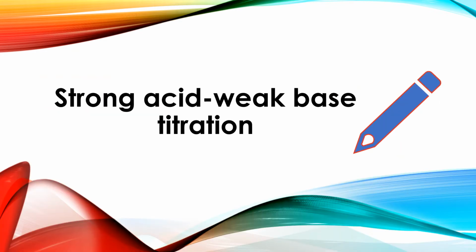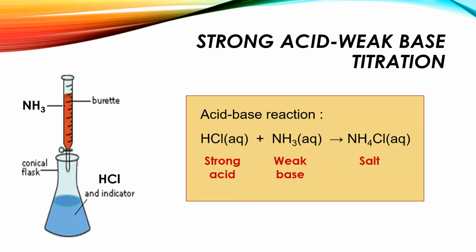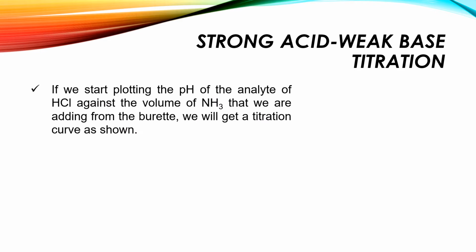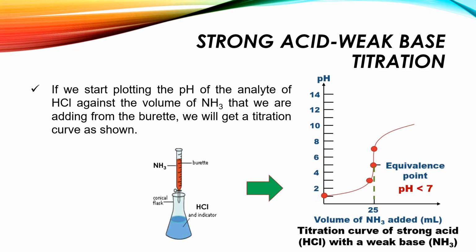Now, let's discuss the strong acid and weak base titrations. Let's have an example of a reaction between hydrochloric acid and ammonia solutions. Hydrochloric acid is a strong acid which reacts with ammonia, a weak base, to form the salt ammonium chloride. If we start plotting the pH of the analyte, hydrochloric acid, against the volume of ammonia that we are adding from the burette, we will get a titration curve as shown.